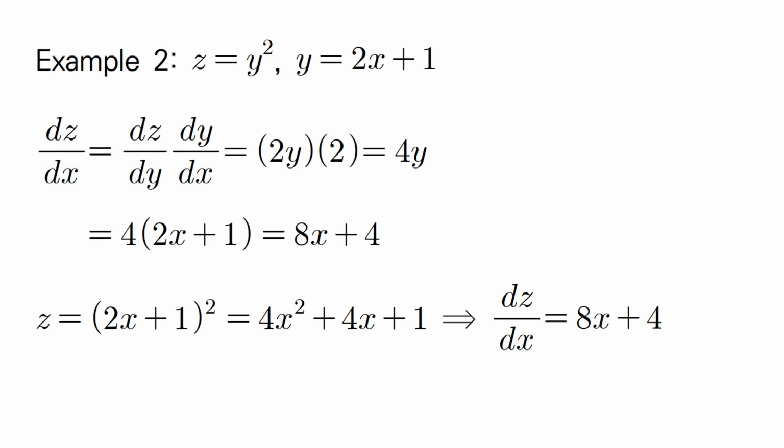According to the chain rule, dz/dx is equal to dz/dy multiplied by dy/dx. Here, dz/dy is 2y and dy/dx is 2. Multiplying these gives us 4y. Finally, by substituting 2x plus 1 for y, we get 8x plus 4. We can see that this result is the same as the one obtained by expressing z entirely in terms of x and then differentiating directly with respect to x.